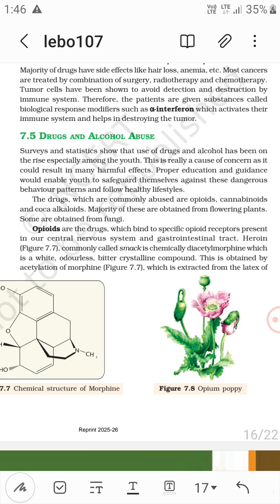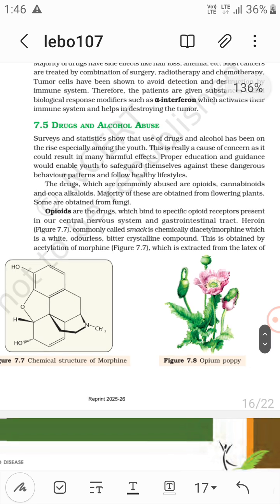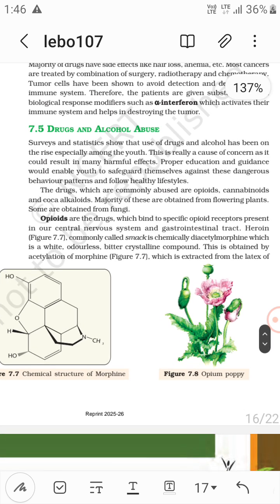Heroin, commonly called smack, is chemically diacetyl morphine, which is a white, odorless, bitter, crystalline compound. This is obtained by acetylation of morphine. That is diacetyl morphine. It is heroin, it is smack.